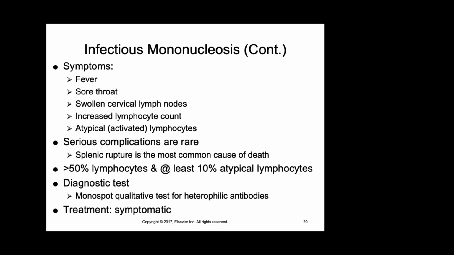Over 50% lymphocytes and at least 10% atypical lymphocytes is diagnostic. Monospot, a qualitative test for heterophilic antibodies, is one of the cardinal signs of infectious mono. The treatment is symptomatic because the virus can remain latent in the body indefinitely. That's one of its strategies for avoiding destruction, to integrate itself into host DNA and remain resident there for decades. It's the same strategy used by the herpes class of viruses, which are DNA viruses that can integrate.